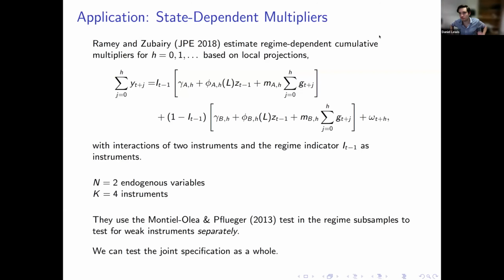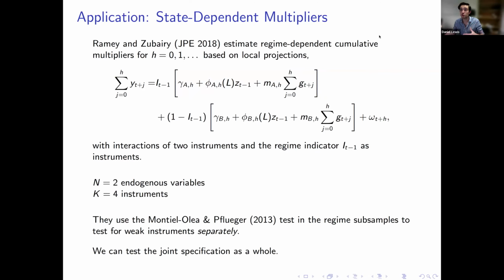Thanks. Okay, in the final 5 minutes, I'm going to talk very briefly about an empirical application. We're going to study Ramey and Zubairy's recent analysis of regime-dependent cumulative government spending multipliers, where they use local projections, in the Journal of Political Economy.